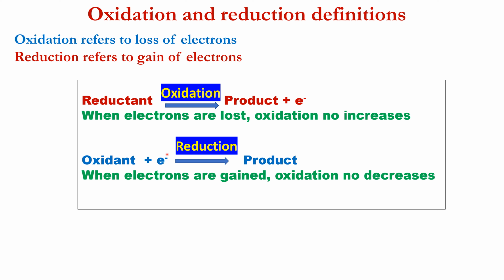So oxidation and reduction occur simultaneously. Oxidation is the loss of electrons by an element, while reduction is the gain of electrons by an element. When an element loses electrons, its oxidation number increases. But when an element gains electron, its oxidation number decreases.